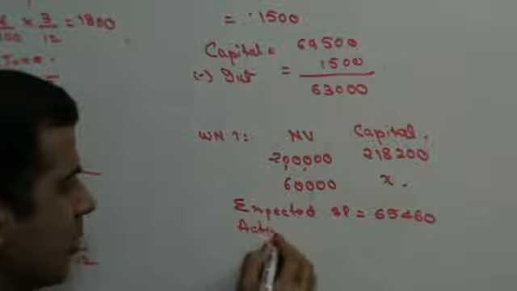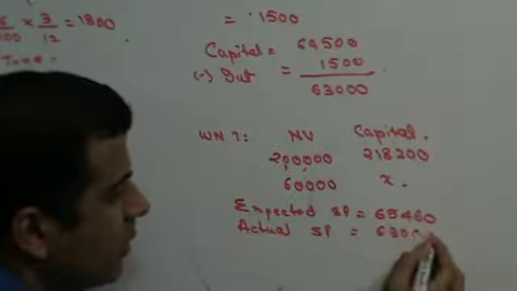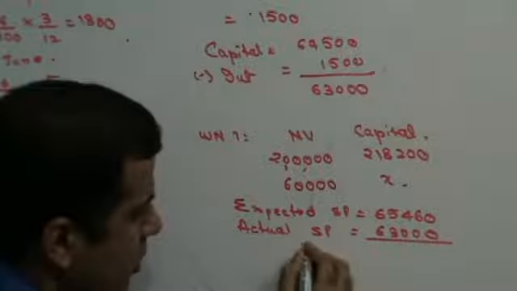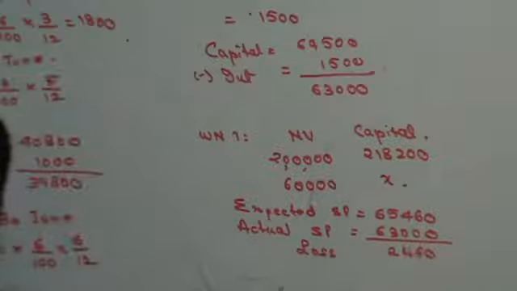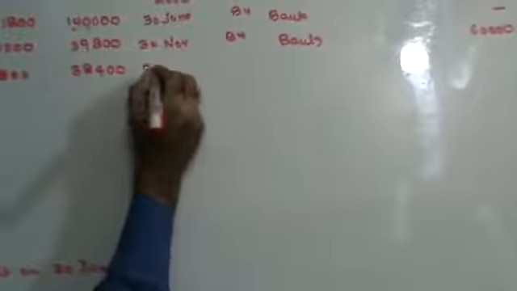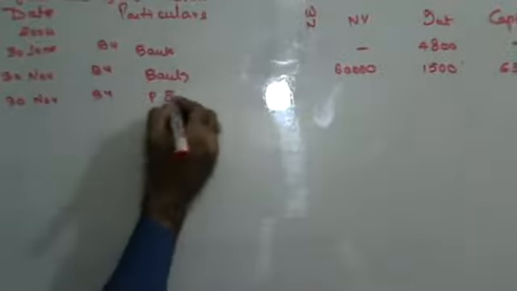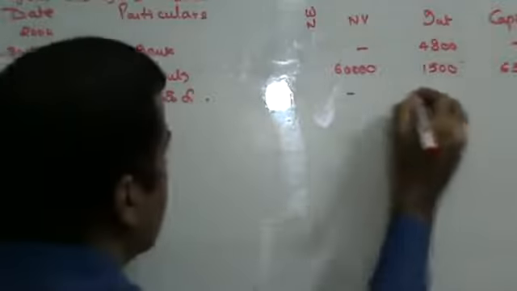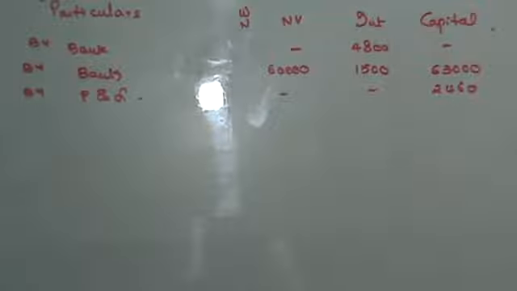How much is my actual selling price? My actual selling price is 63,000. Loss: 2,460. Right? Loss will come here. 30th November, by P&L, this is 2,460, loss on the credit side. Okay, let's move on ahead.